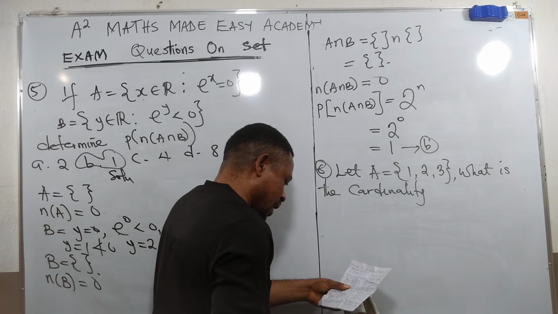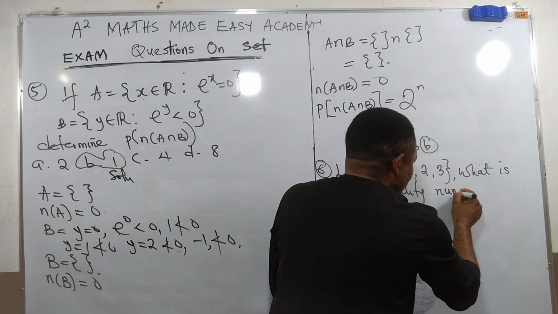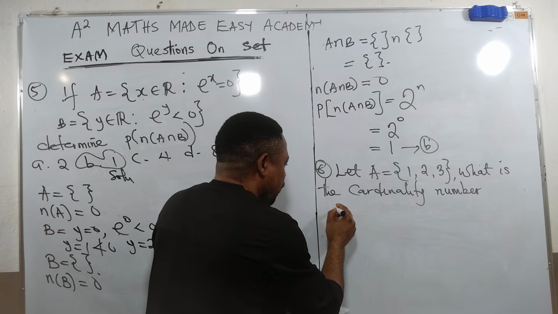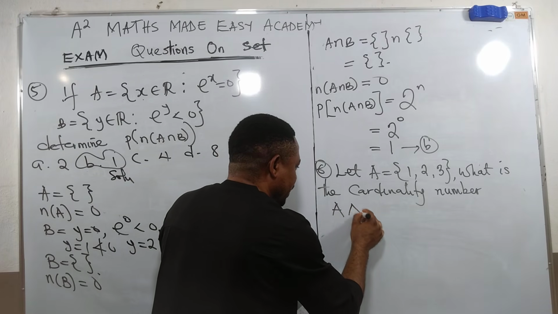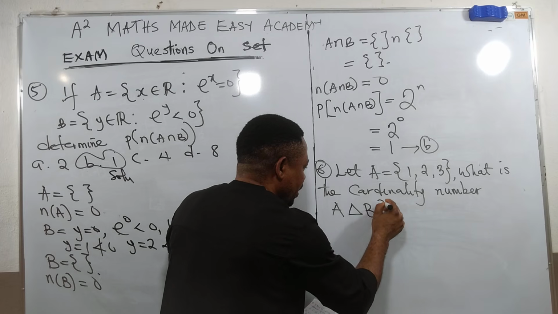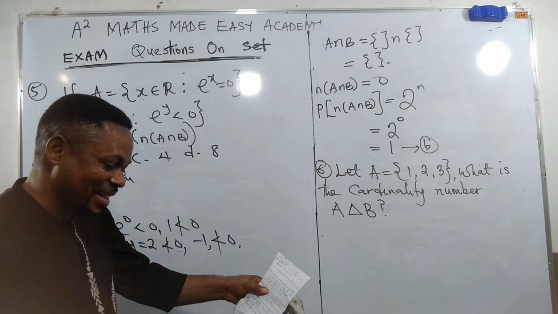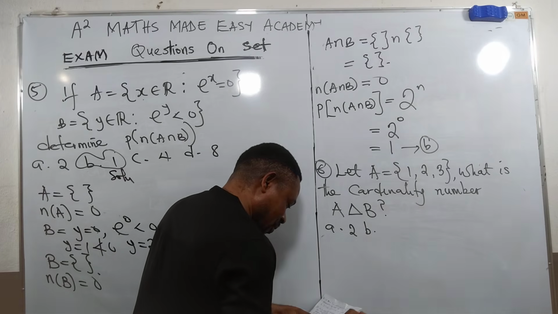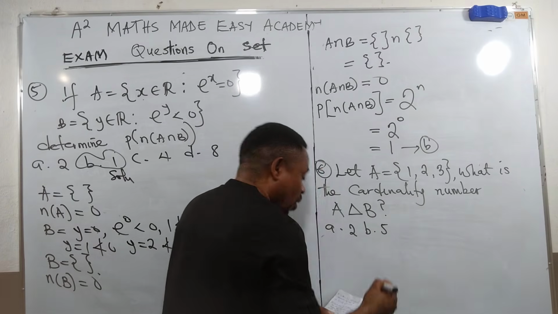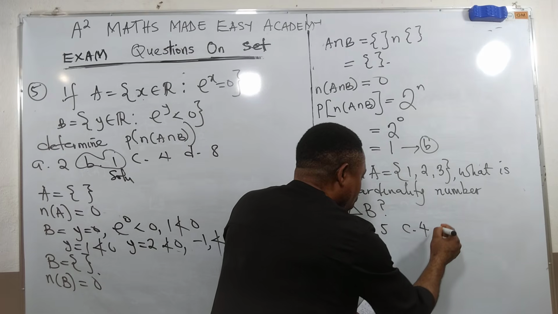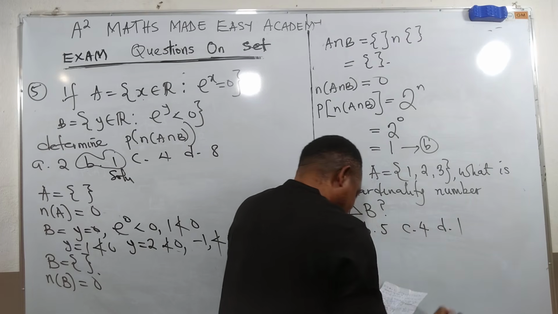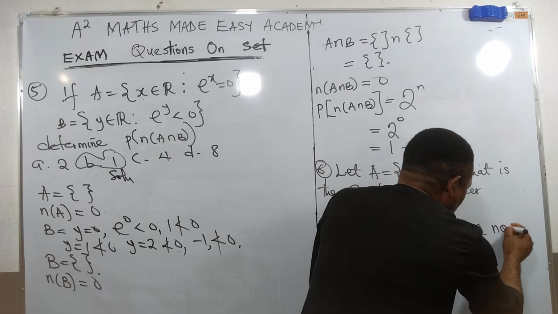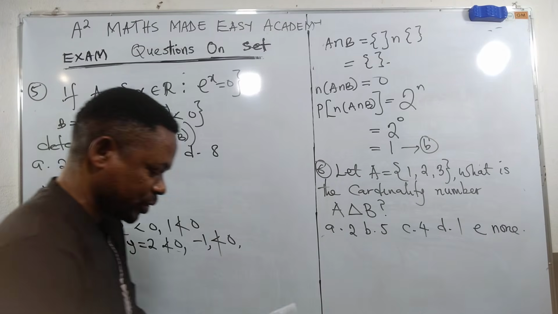Now watch this. Cardinality means number. They even let us know that the word cardinality means number of elements. A symmetric difference B. Now option A says 2. Option B says 5. Are you there? Option C says 4. Option D says 1. Then the last option, which is E, says none.